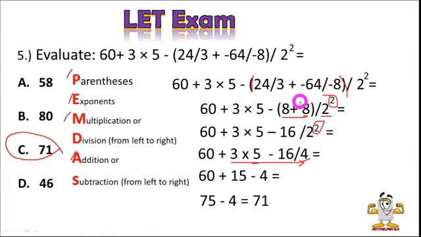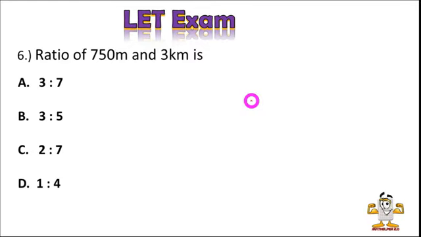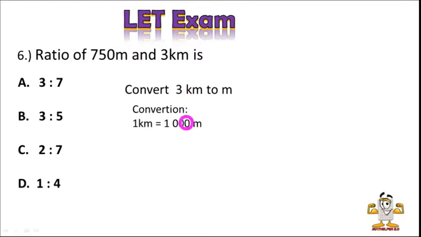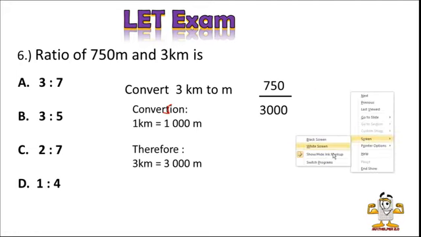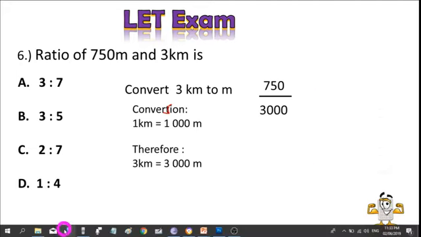Number 6, ratio of 70 meters and 3 kilometers. So convert first 3 kilometers to meters. So conversion po natin is 1 kilometer, there are 1,000 meters. So 3 kilometers is 3,000 meters. So divide mo lang natin to using calculators dahil malaki po yung numbers.